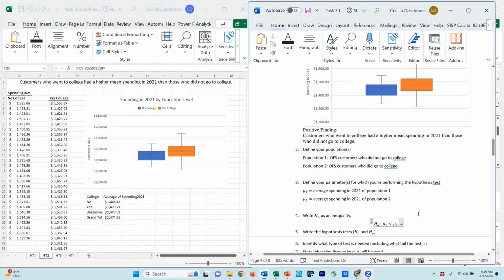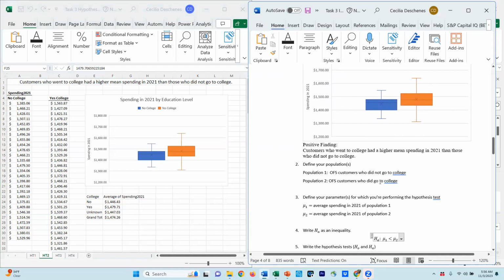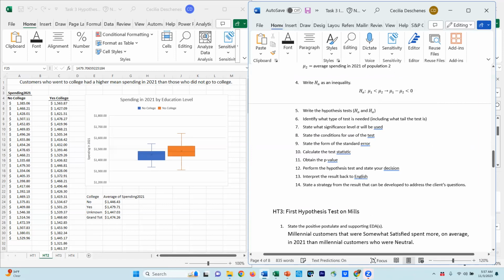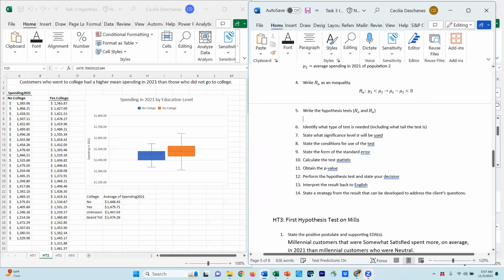And just make sure everything lines up. Mu2 is the average of those who did go to college, and that is the X on the orange box plot. Okay, so we're good there. So now we convert this to the form where we're doing a difference in means. So mu sub 1, and we subtract mu sub 2 from both sides, but we maintain the inequality the same. So it's still a less than, now it's a less than 0. That is going to help us get the right structure for the null hypothesis.